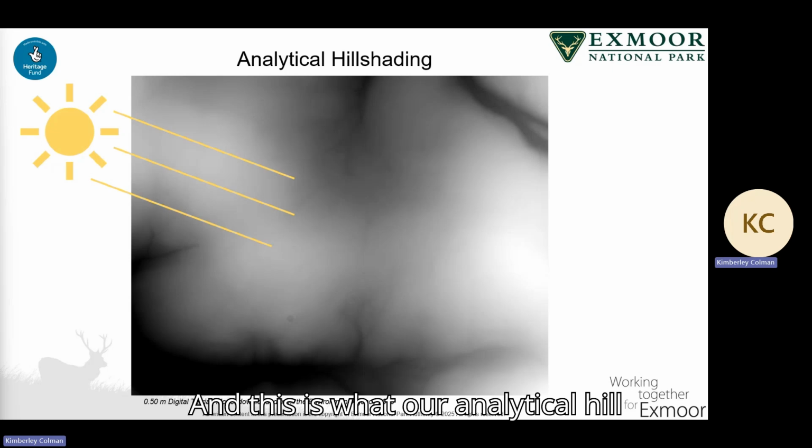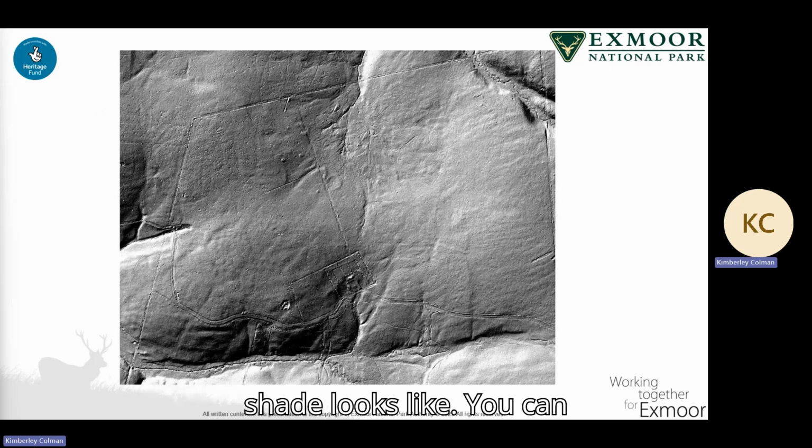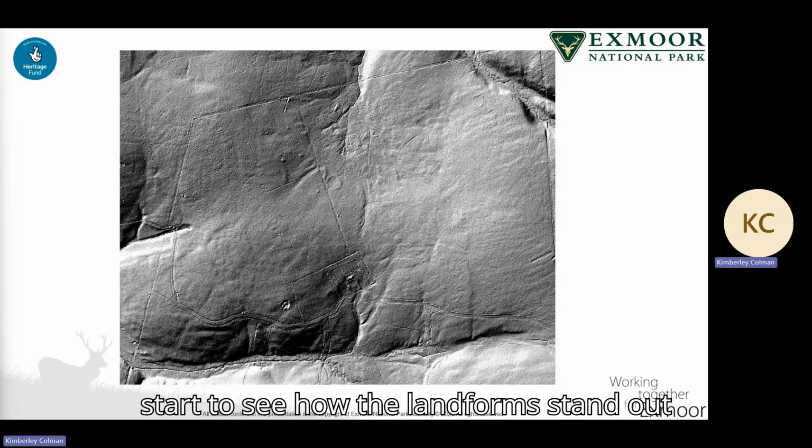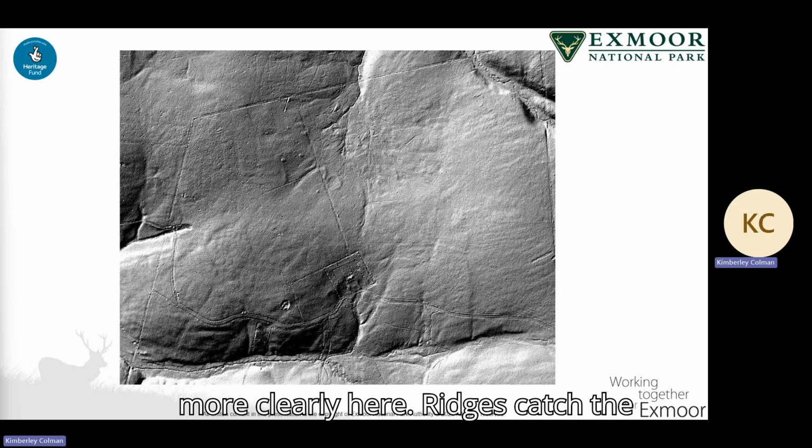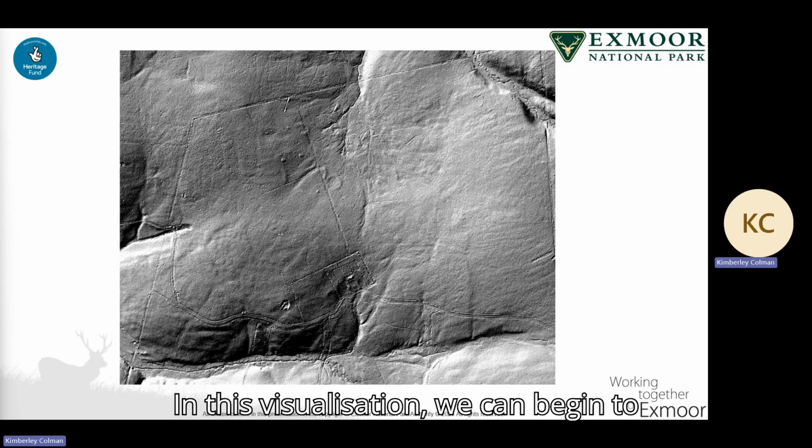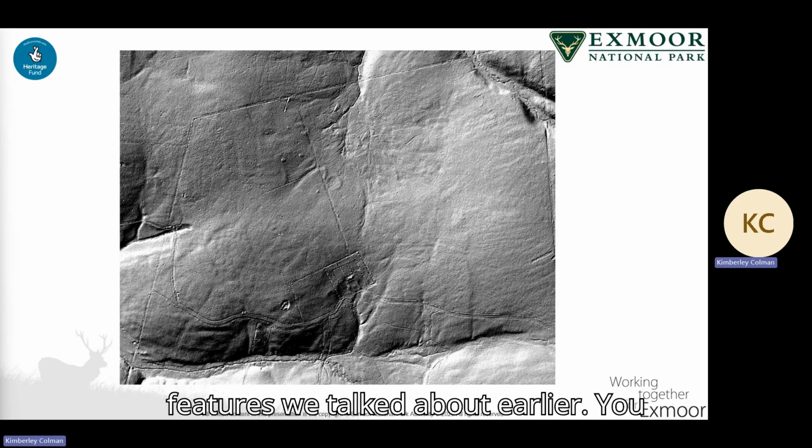And this is what our analytical hillshade looks like. You can start to see how the landforms stand out more clearly here. Ridges catch the light and appear bright, while valley slopes that are facing away from the light appear dark. It gives us a much better sense of the landscape than the raw DTM alone. In this visualization, we can begin to start picking out some of the archaeological features we talked about earlier.